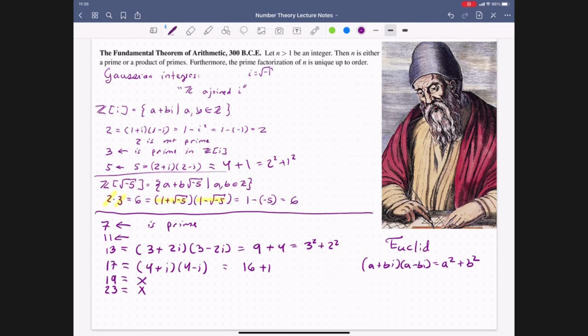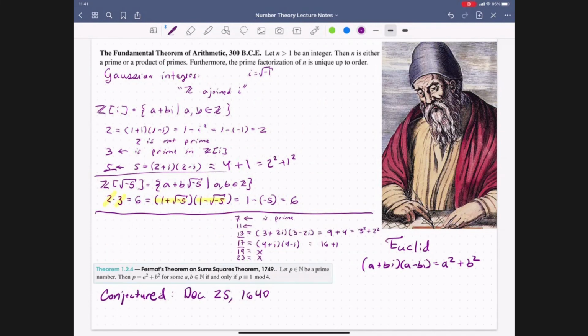Okay, so we see that 17 is a sum of squares, 16 plus 1, but 19 and 23 are not. So what's the pattern? We see that for 5, 13, and 17, if we divide by 4, the remainder is 1. Whereas with 3, 11, 19, and 23, if we divide them by 4, the remainder is 3. And this goes back to our favorite French lawyer, who in the early 1600s stated the following.